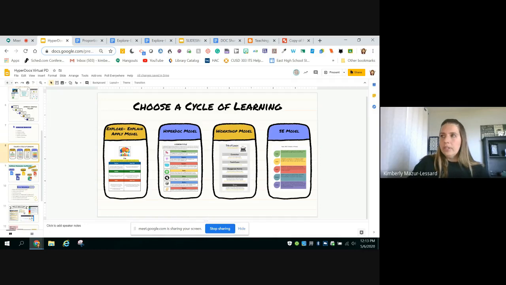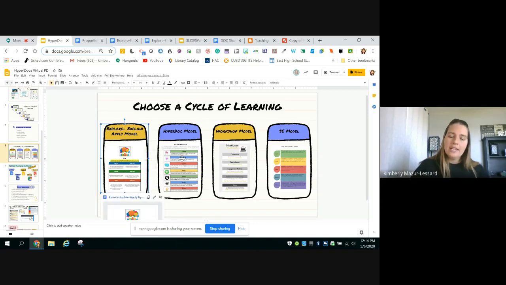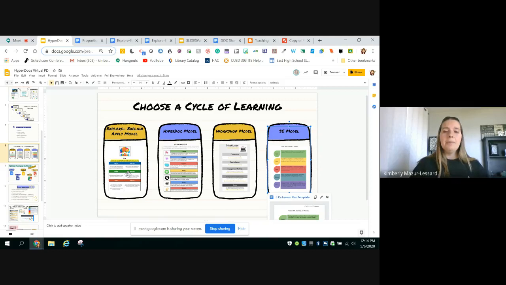As we move forward in this HyperDoc creation process, we want to take a look at the different learning cycles. And again, I want to show you that as you click, you will be able to launch into these different templates for the learning cycles and adopt them and create how it fits your needs of your students. So we were working on Explore, Explain, Apply today, and the HyperDoc model is a bit more traditional, but as you can see, we have a lot more steps that are involved with this.